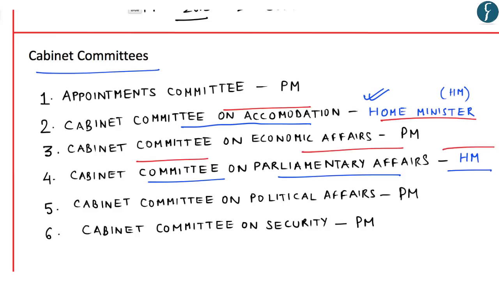And the remaining four cabinet committees are headed by the Prime Minister, that is Appointments Committee, Cabinet Committee on Economic Affairs, Cabinet Committee on Political Affairs, as well as Cabinet Committee on Security.